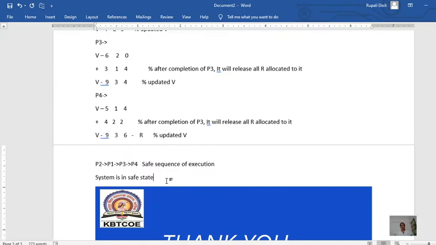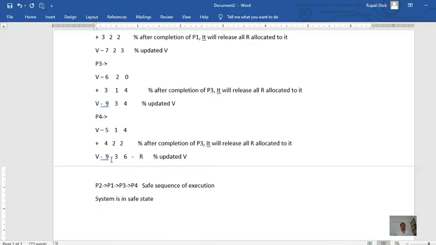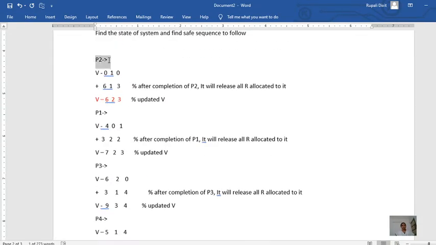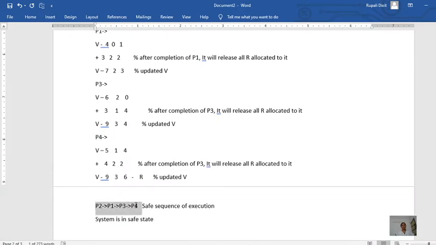So here I can say the safe sequence of execution is: I started with P2, then executed P1, then P3, and then P4. This is nothing but the safe sequence of execution. If I go this way, I will not reach deadlock, and hence if you follow this safe sequence, the system is in a safe state. So this is all about the Banker's algorithm, how to find out whether the system is in a safe state or not, and how to find the safe sequence of execution.